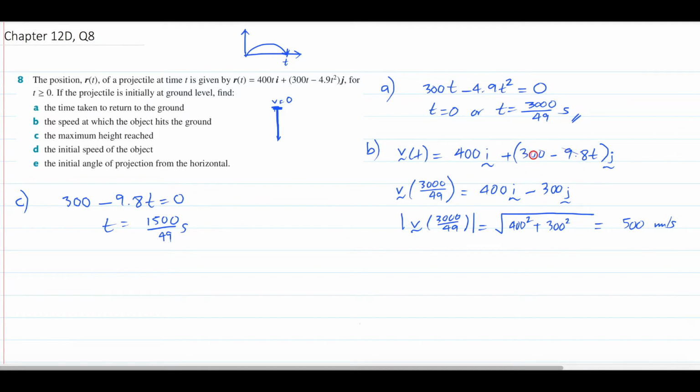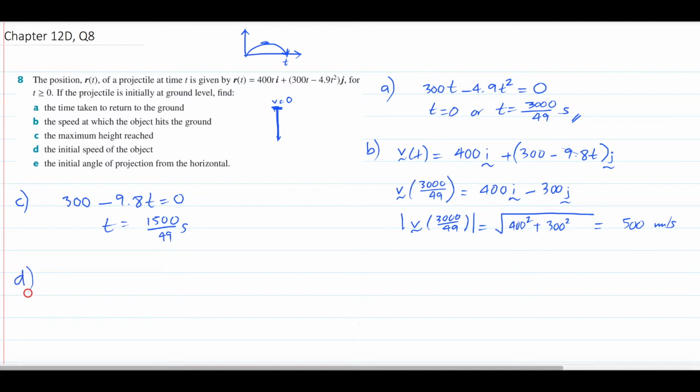Just let the j component of your velocity, make sure it's not the position. If you let the j component of your position vector equal 0, you're just finding when it hits the ground. If you let the j component of the velocity vector equal 0, then you're finding the highest height. See, over here, okay? When your diff is equal to 0.